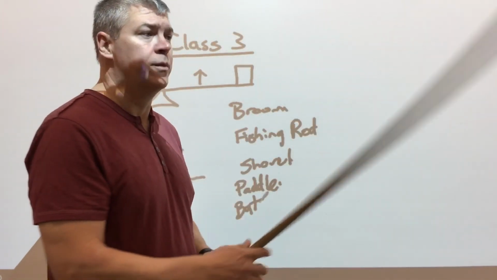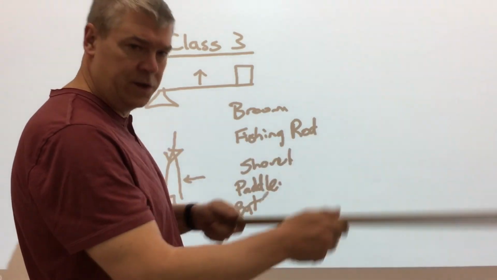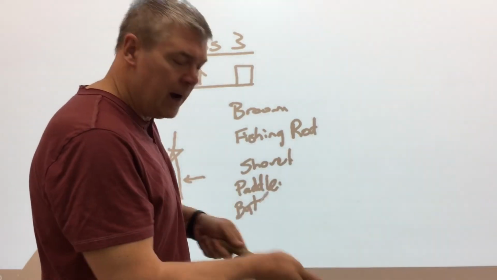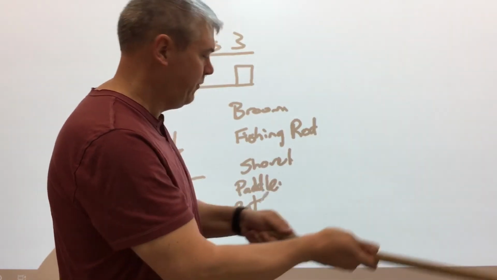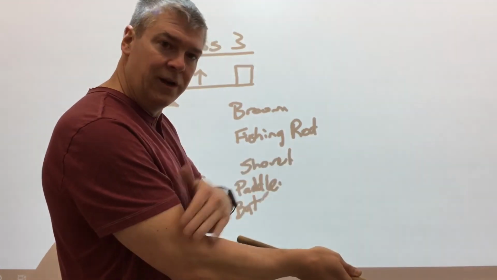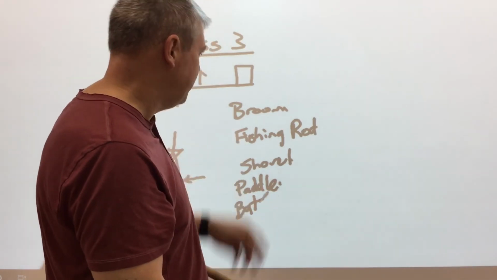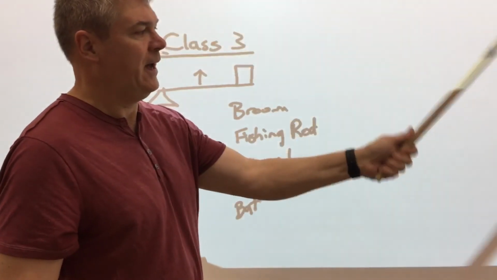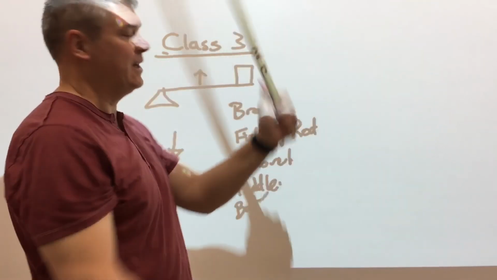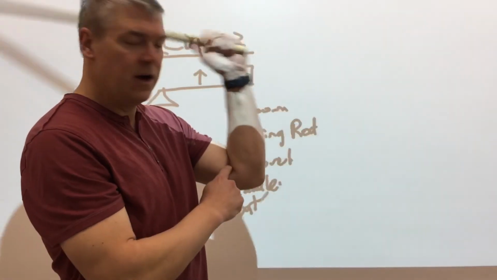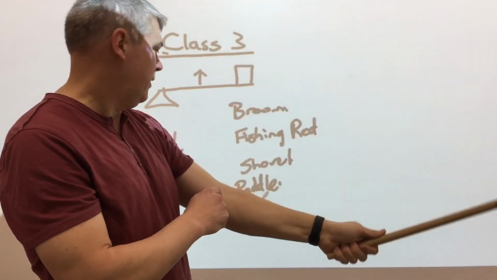Same thing with the broom. The load is at the end of the broom. It's the dirt that I'm pushing across the floor. I'm holding on to the broom here. That's the effort force. And the fulcrum would be further up my arms in my elbows and shoulders. Fishing rod, same thing. Okay, so if I'm casting, the load is at the end, effort force is here, fulcrum is right here in my elbow.